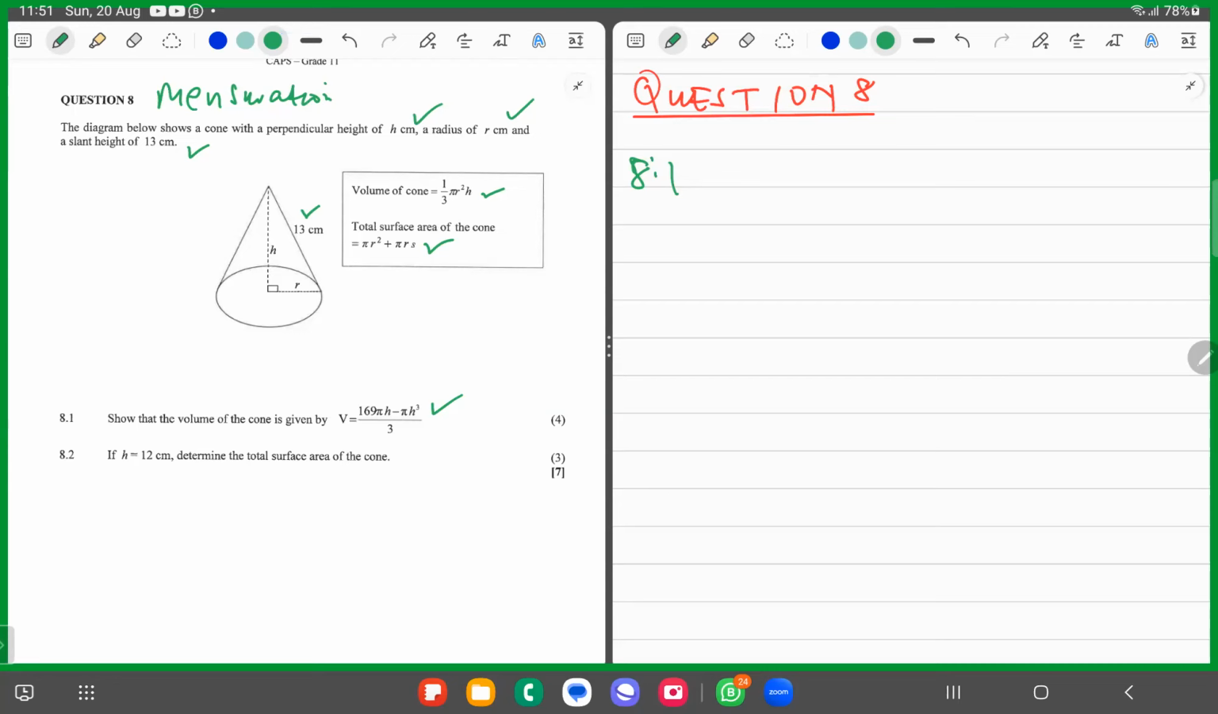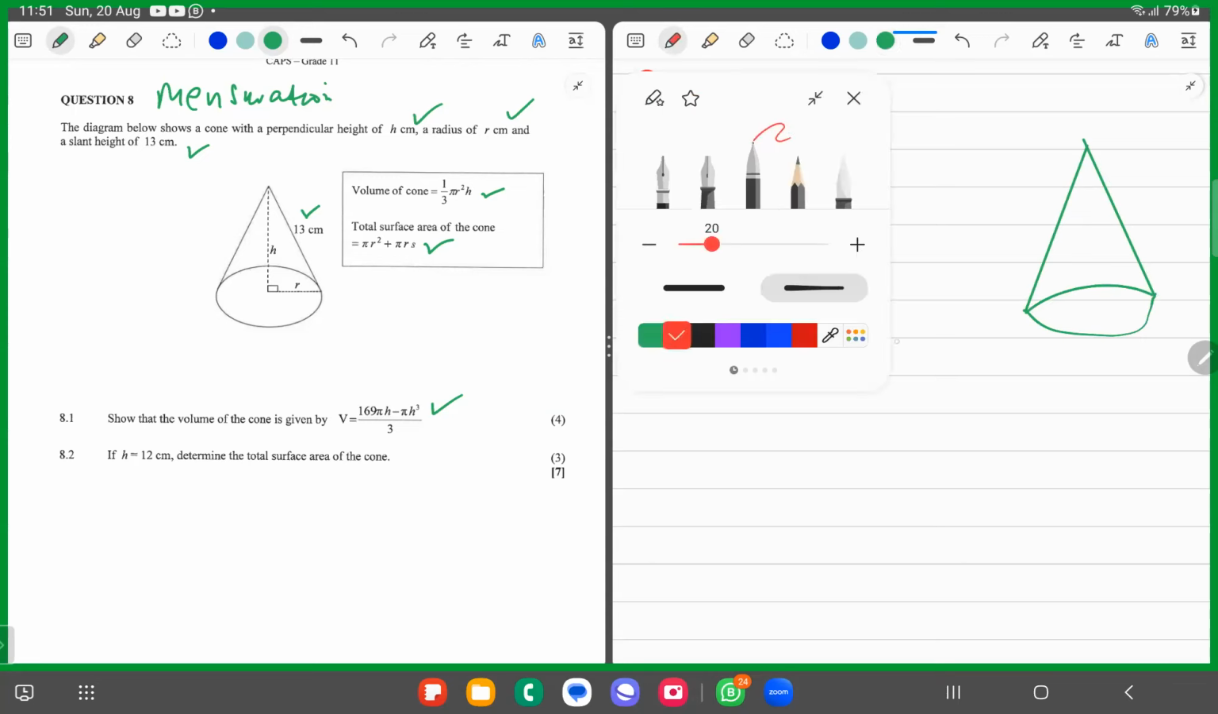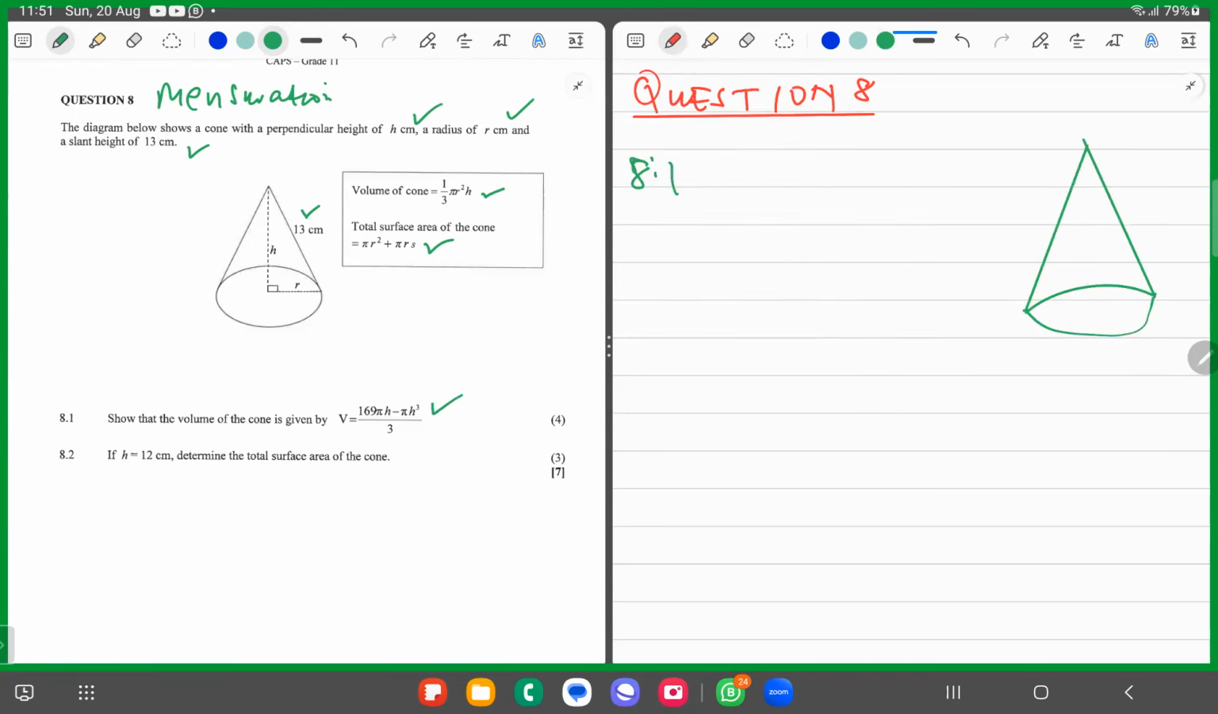How do you find the volume of the cone? First things first, you need to look at the cone. Here is the cone. And then now this is that, and this is that. So this is 13. So what is this now?